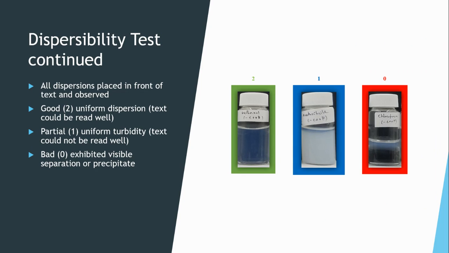Once the sedimentation time for each solvent had passed, all dispersions were placed in front of text and observed. A ranking of 2, corresponding to good solvents, was given to dispersions in which the text could be read well. A ranking of 1 for partial solvents was given to dispersions that were uniformly turbid and the text could not be read well. A ranking of 0 for bad solvents exhibited visible separation or precipitate.